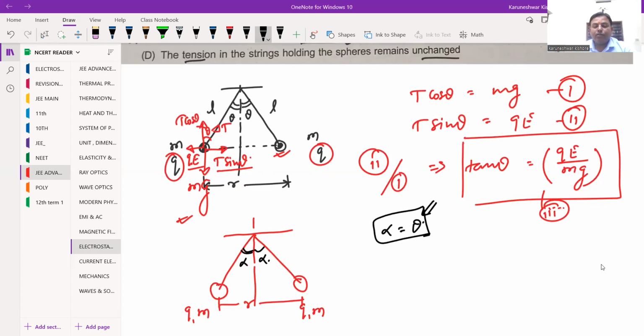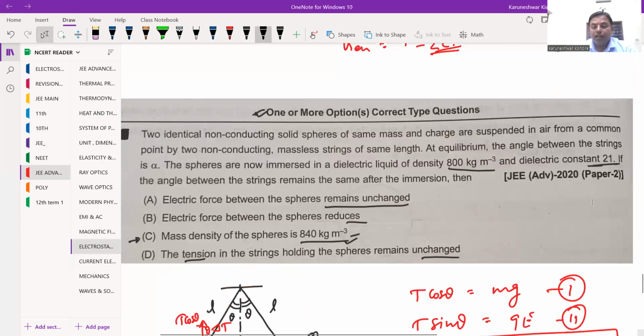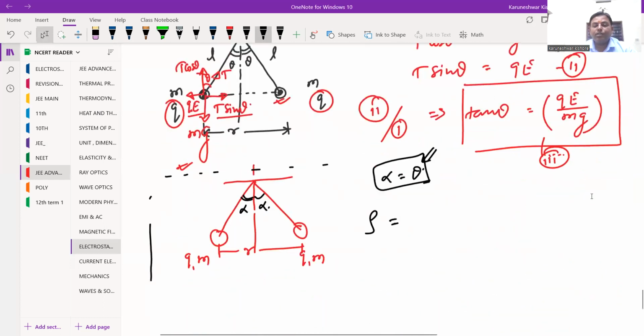So when the second scenario happens, what is happening? This setup is inside a medium where the rho is there. This rho means the density of the liquid in which this setup is placed. So the density of the liquid given is 800 kg per meter cube. When we take the setup into this liquid, there will be a force acting on it. If we talk about the tension, will the tension change?